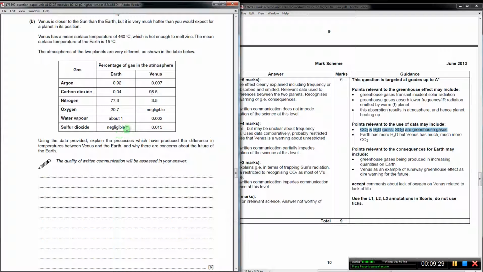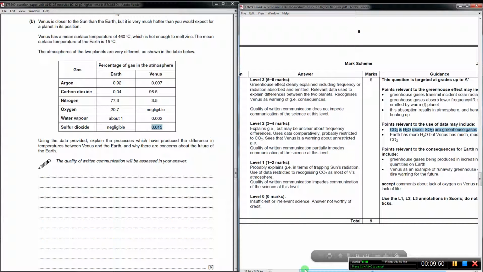And again, the sulfur dioxide, negligible just means that there's so little that it's very difficult to measure it on this scale, so it's going to be even less than this sort of 0.002 that we've got here for the Venus water vapour. And there's only a very small amount on Venus as well. It's important to note those 2, even though they're not the biggest difference. So the massively biggest difference comes from the carbon dioxide.